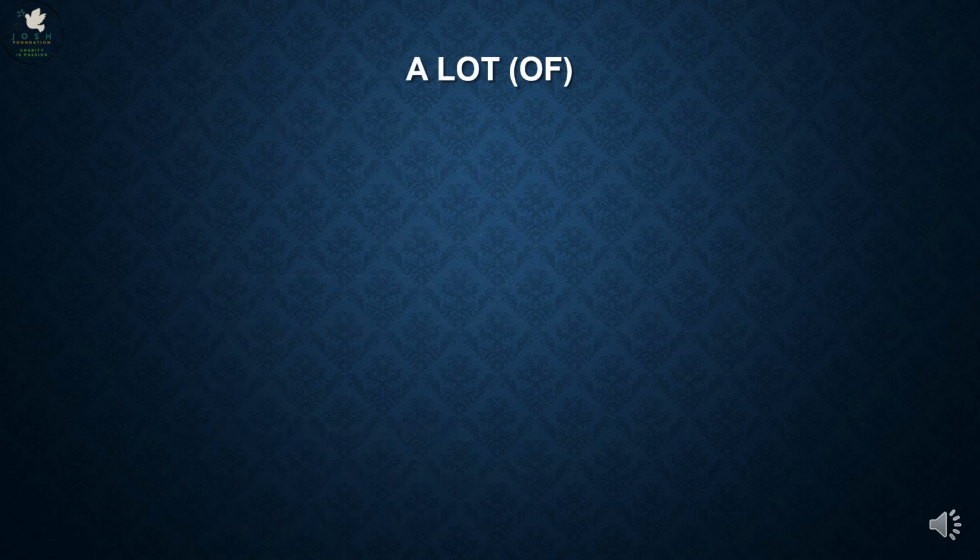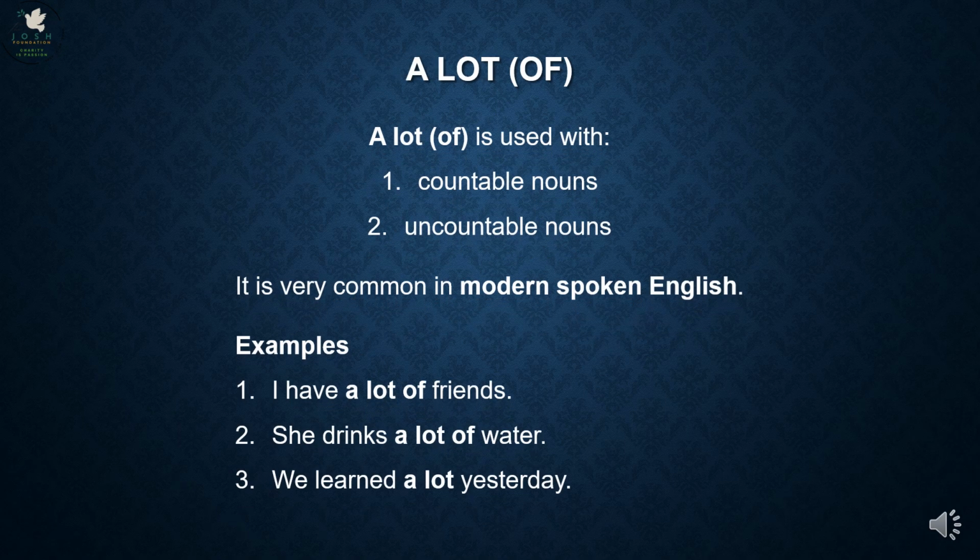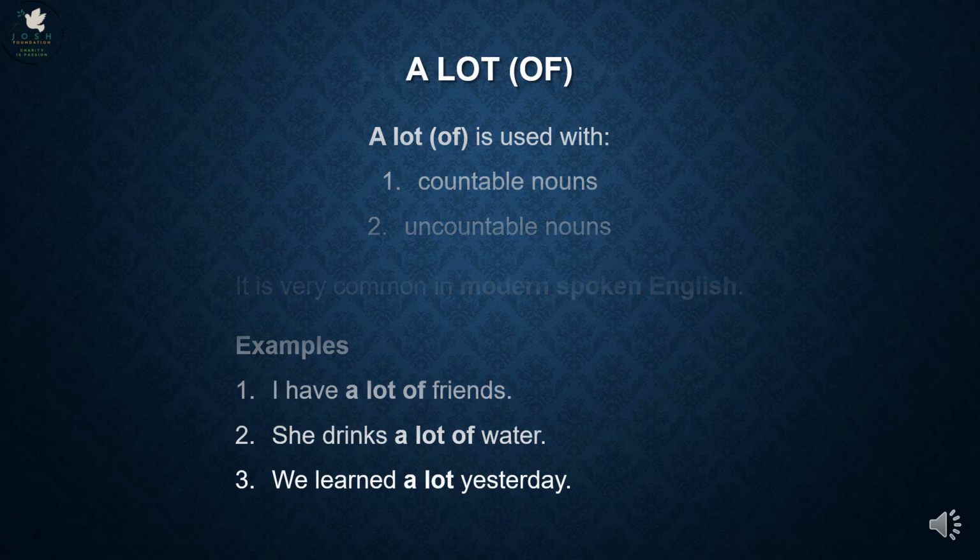Let's go with a lot or a lot of. A lot or a lot of is used with countable nouns and uncountable nouns. It is very common in modern spoken English, and for example, I can say I have a lot of friends. She drinks a lot of water. We learned a lot yesterday. It should be a positive sentence, not a question and not a negative, because in the negative and in questions we use many or much.